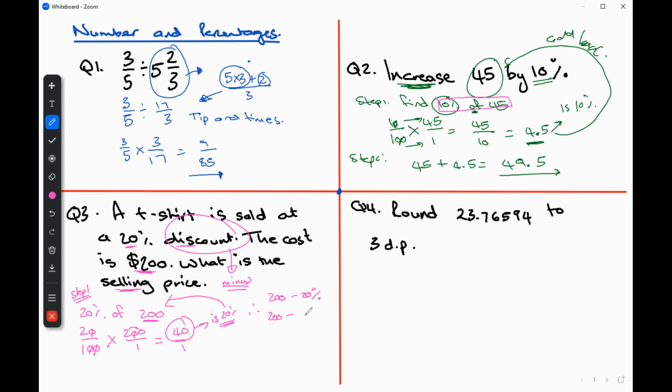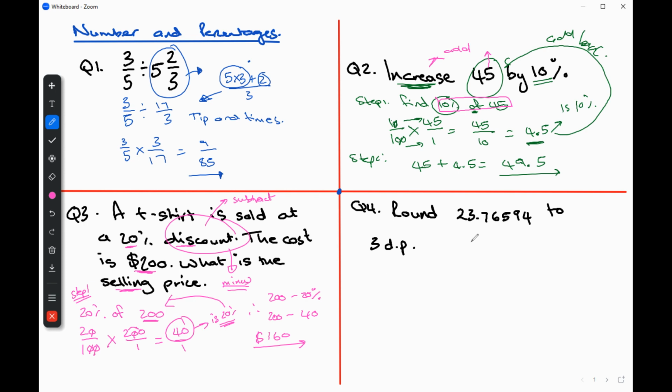And what's the 20%? $40. So 200 minus 40 means that the price will be $160, because it's at a discount. Discount means it's going to be sold cheaper, so we subtract. So remember, discount, we subtract, and for increasing, or whenever we see the word increase, we add.